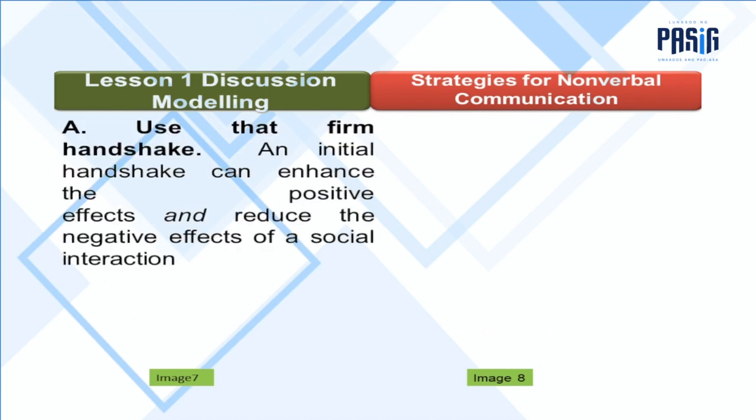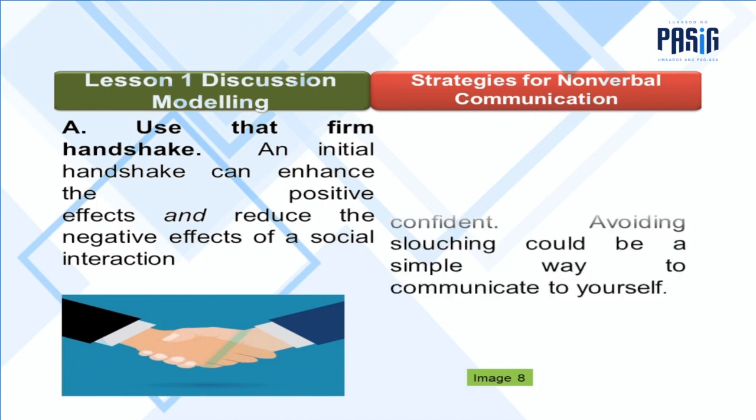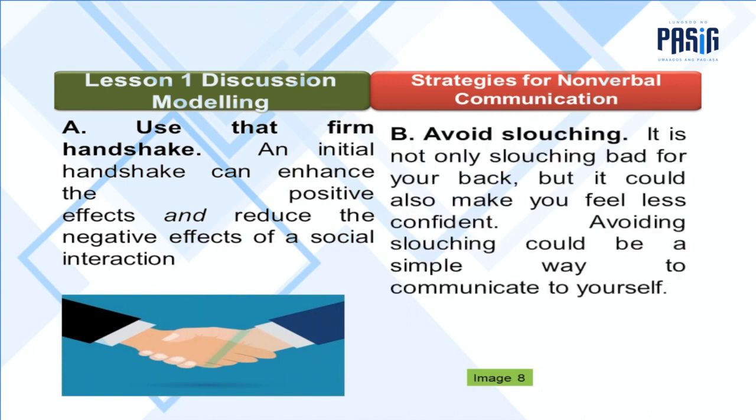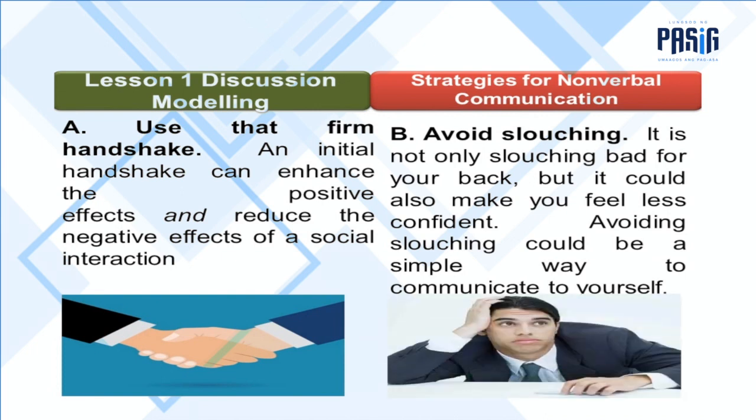Use that firm handshake. An initial handshake can enhance the positive effects and reduce the negative effects of a social interaction. Avoid slouching. Slouching is not only bad for your back, but it could also make you feel less confident. Avoiding slouching could be a simple way to communicate to yourself.